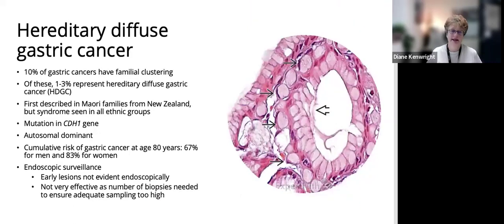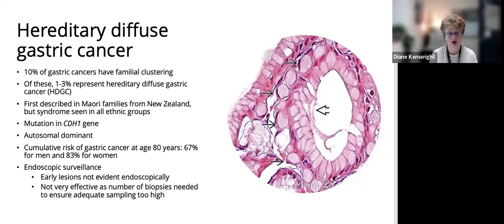So very important is hereditary diffuse gastric cancer. About 10% of cancers have familial clustering from a variety of genes, and of these, about 1 to 3% have hereditary diffuse gastric cancer because of mutation in the CDH1 gene, which was first described in Maori families in New Zealand, but it has now been found in a wide range of ethnic groups. People with this gene, which is inherited in an autosomal dominant fashion, have a cumulative risk for cancer at 80 years. So that means by the time people are 80, there's like a 70 to 80% chance that they will have had this deadly gastric cancer.